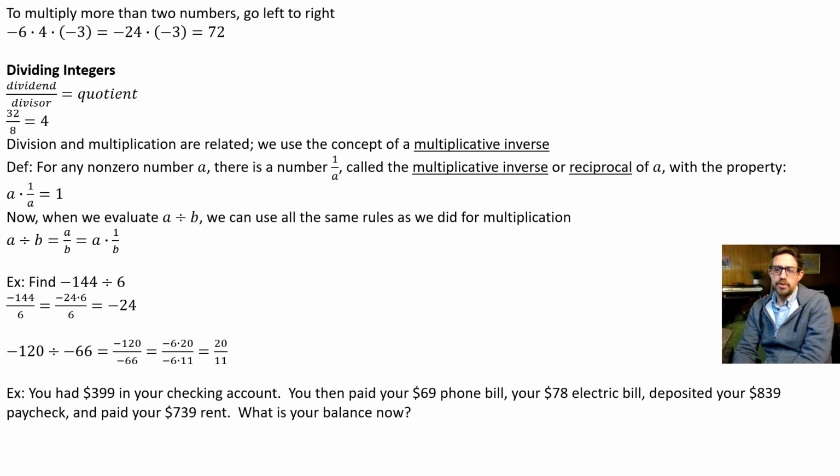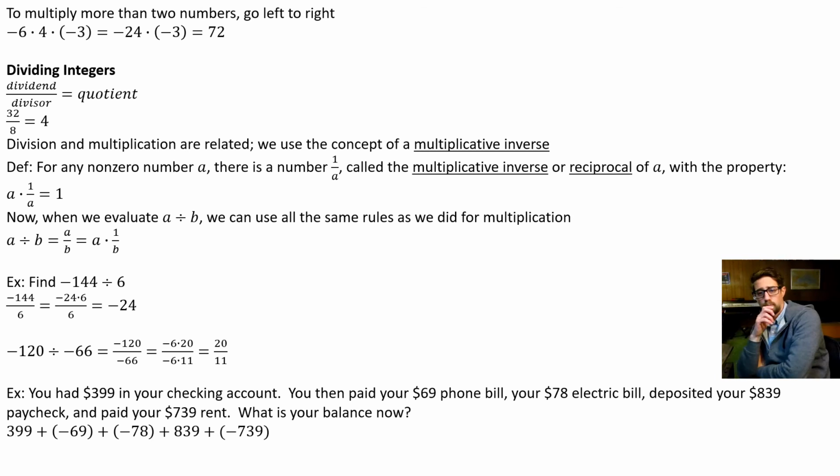So, you know, this is just interpretation, and after that, it's just an addition and subtraction problem, right? There's no multiplication in here. So you started with $3.99. Anything you paid is subtraction. So it's going to be -69 minus 78 plus 839 minus 739. Right? So you can think about it as adding a bunch of numbers and some of them are negative. We're just adding and subtracting, but either way, we're just going to go left to right. Like that.